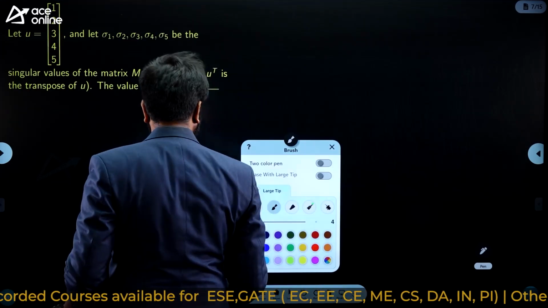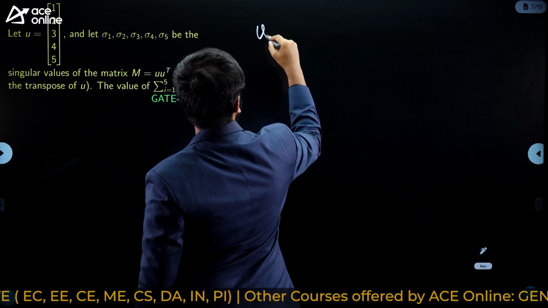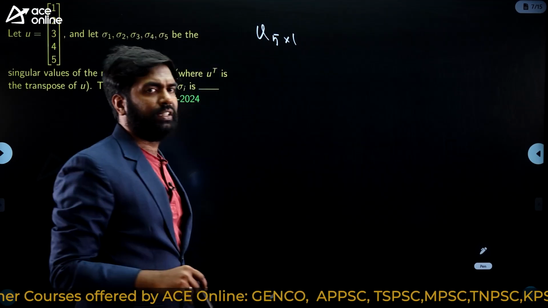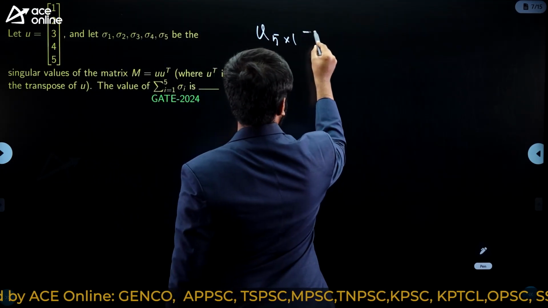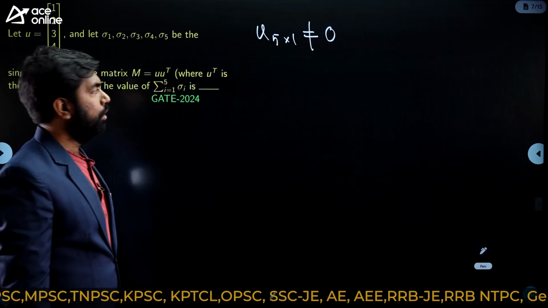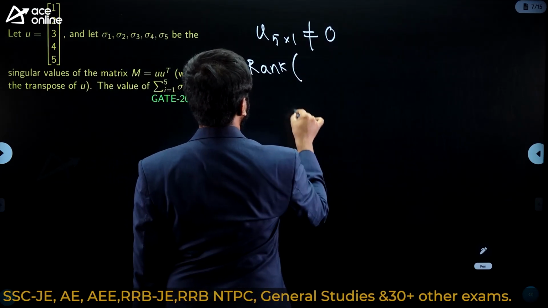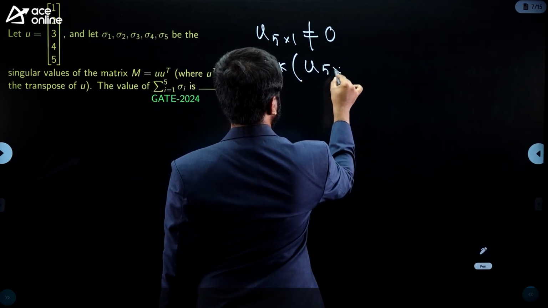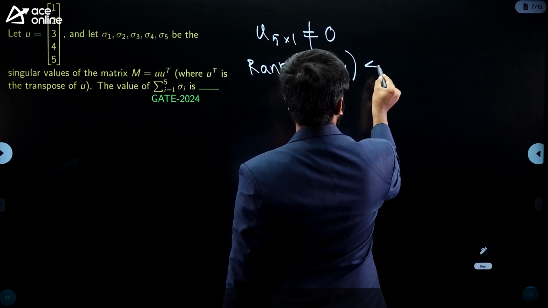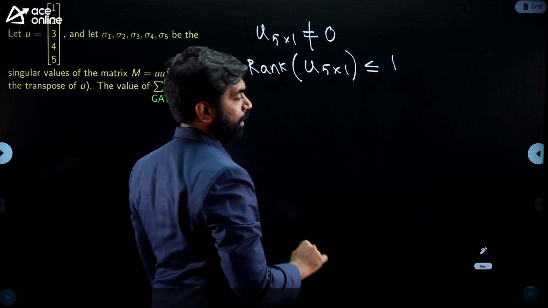So what we will do is, first of all, what is U? Is it a 5 cross 1 vector or a 5 cross 1 matrix? Yes, it's a 5 cross 1 matrix which is non-zero. Yes, it's a non-zero vector. Now, what is rank? Many things are involved here. You try to understand it one by one. What is the rank of a 5 cross 1 matrix? The rank of a 5 cross 1 matrix is always less than or equal to the minimum of 1 comma 5. So the minimum of 1 comma 5 is 1.